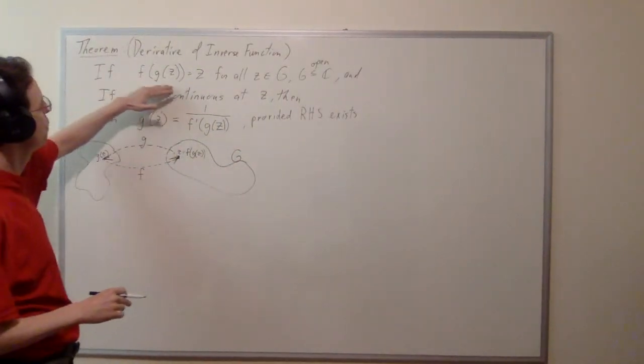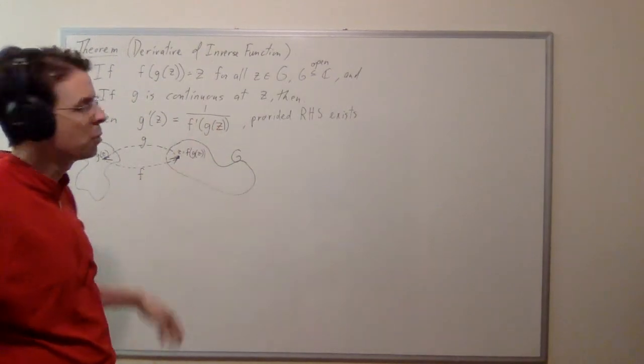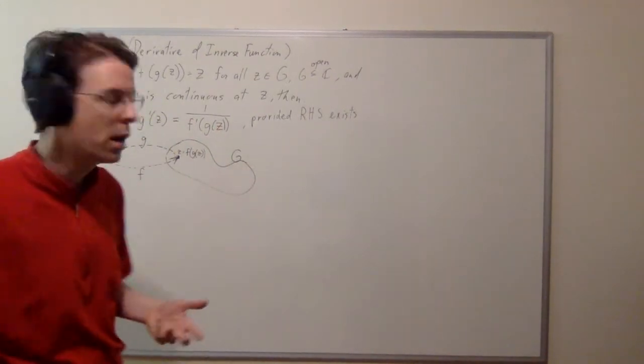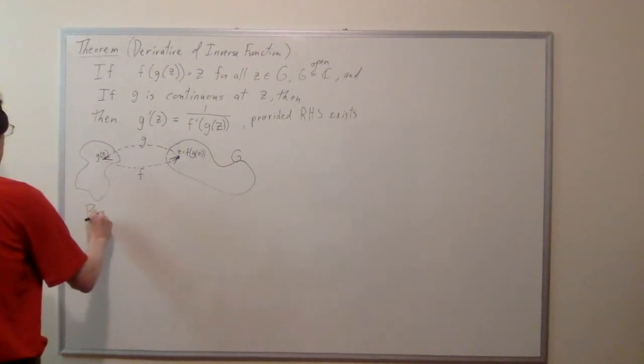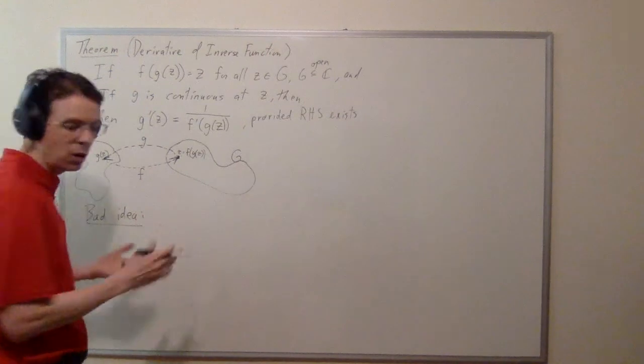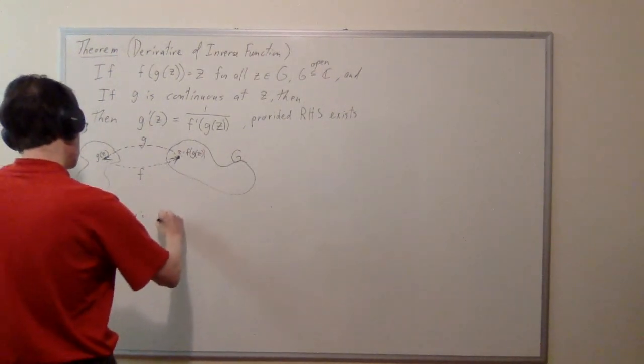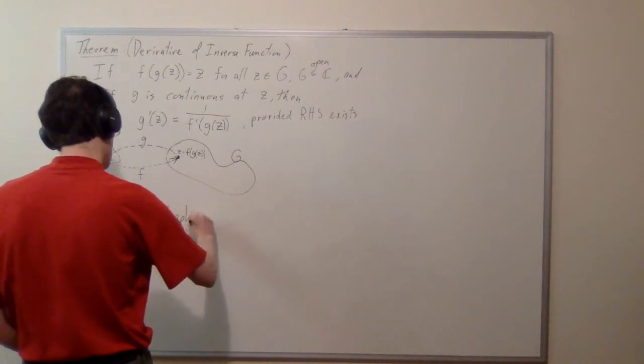So supposing you have this equation f of g of z equals z, and you want to try to write down what is the derivative g prime. Well, one way to do that is to simply apply the chain rule. So I'm going to label this a bad idea, and it will actually look like a pretty good idea at first, and then we'll have to critique it. So the bad idea is that we're going to apply the chain rule.